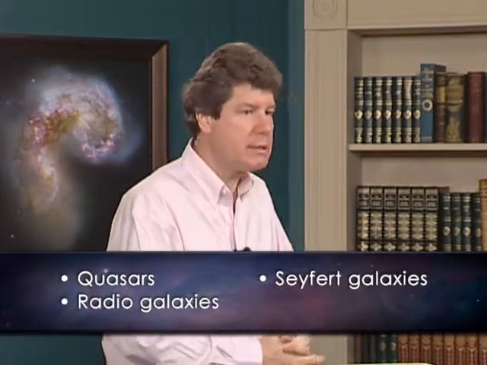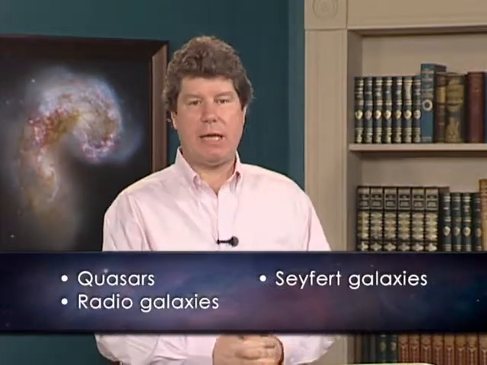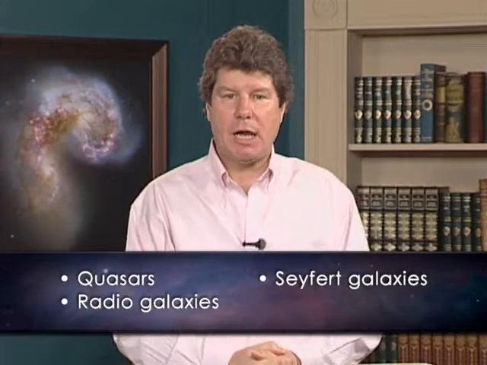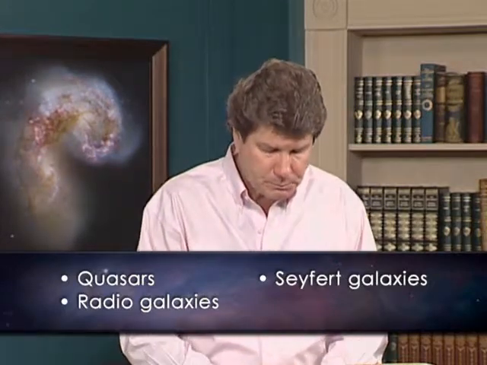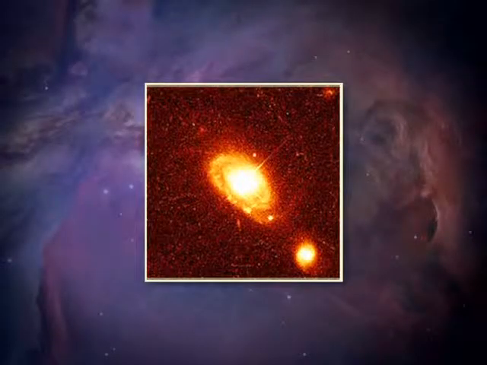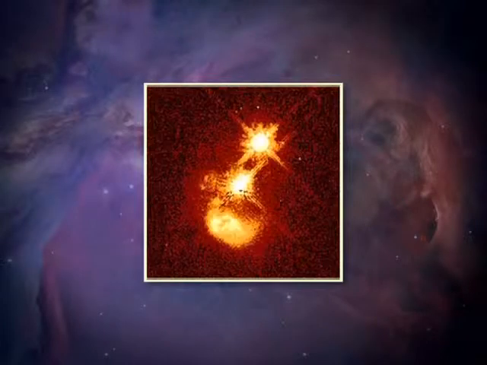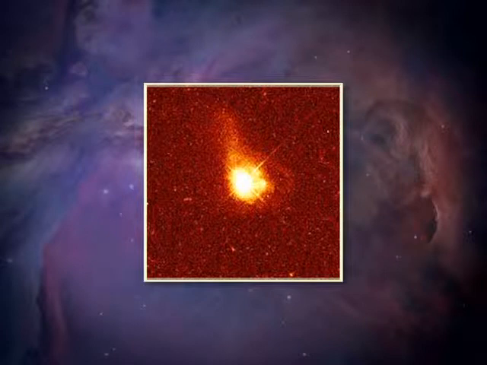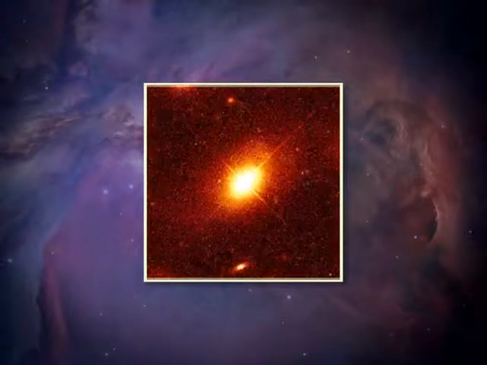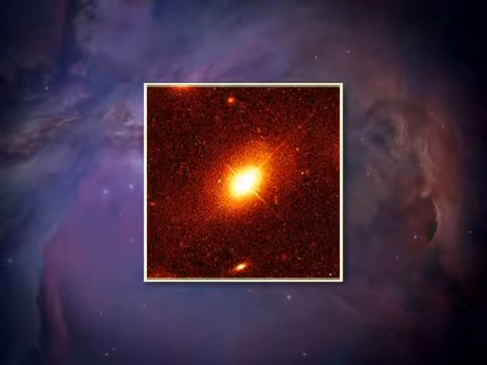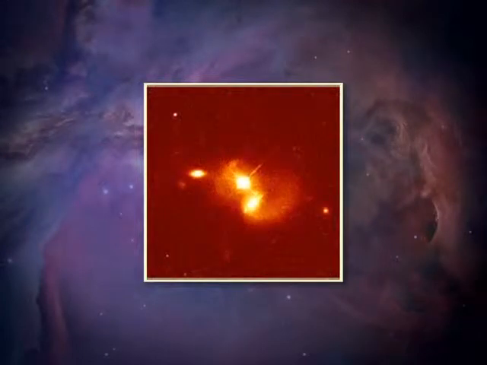Let's have a quick look at some active galaxies. They go by various names: quasars, Seyfert galaxies, radio galaxies, depending on just how the energy makes itself known and how much energy there is. Here, for example, are some quasars. Their active nucleus is so bright one can barely see the host galaxy. This tiny region, smaller than the solar system, is producing more light than all 100 billion stars in the galaxy combined.